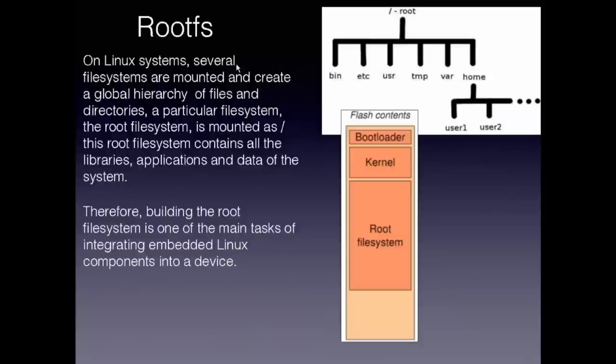Now let's talk a little bit about rootfs. On a Linux system, several file systems are mounted and create a global hierarchy of files and directories on the root file system. Basically, it's the mix of all your files, all of your directories, and everything that you have stored in your system. We're going to use an SD flash card to boot our system, and the majority of the space used by it is the root file system. You have the bootloader and the kernel, but a big part is just the files, the device drivers, the programs, and all of this.